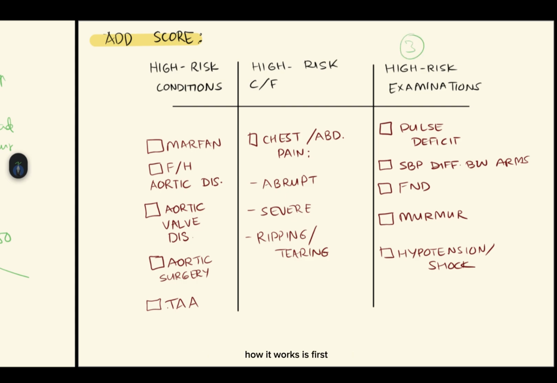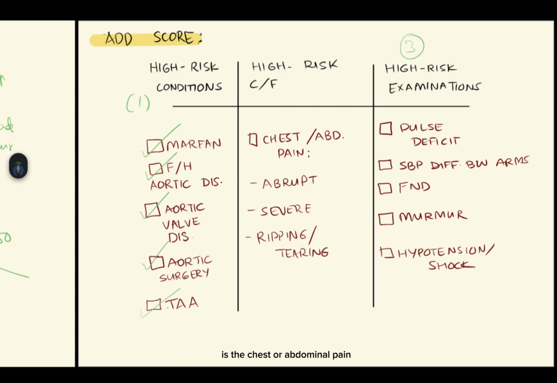How it works is, first we screen the patients for any high risk conditions, and if any one of them is present, they will score 1 point. So if they have Marfan syndrome, a family history of aortic disease, aortic valve disease, any recent aortic manipulation, any kind of surgery, or if they're known to have a thoracic aortic aneurysm.